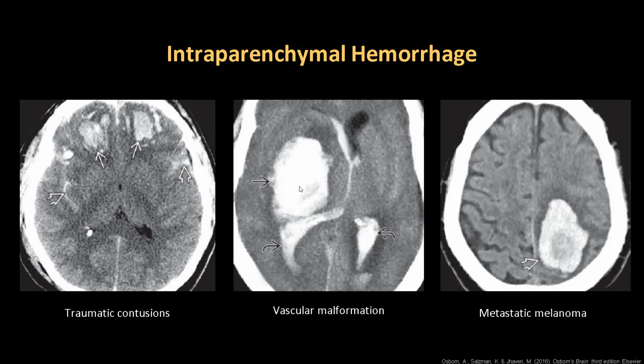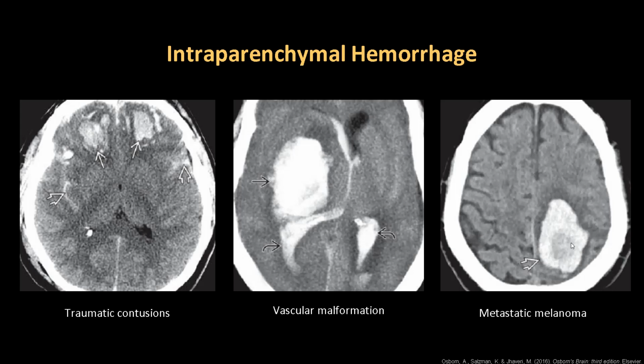This is a large intra-axial bleed from a vascular malformation, large circumscribed hyperdense region within the brain tissue. And then also in this case, it looks like it extended into the ventricular system. So intraventricular extension of hematoma. And that was due to a vascular malformation.